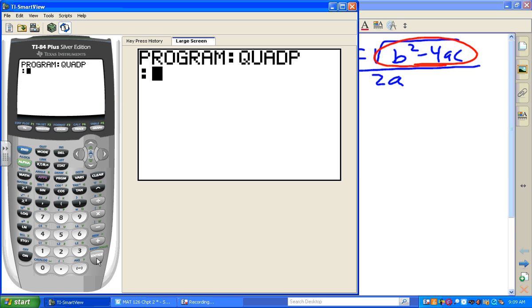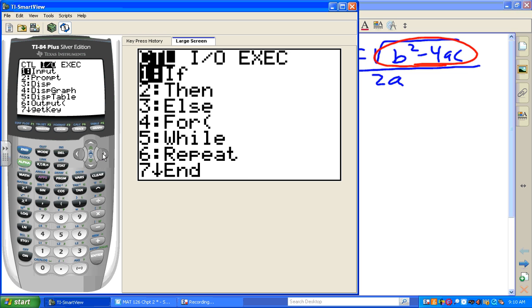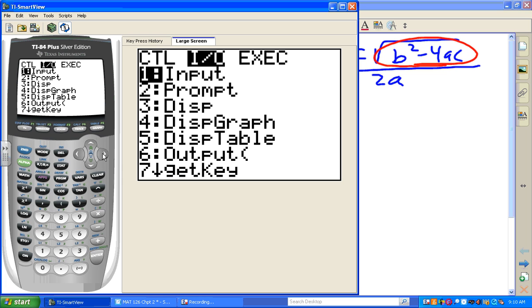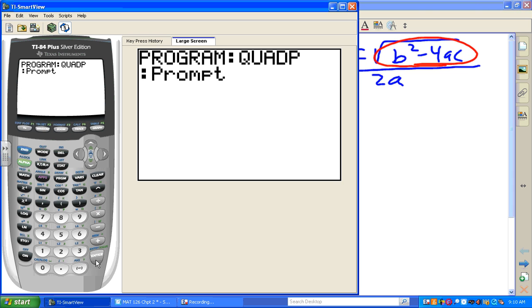So I'm going to go to Program again, hit PRGM. Then I'm going to go to I/O, which stands for Input Output. I hit Program, I hit I/O. Now I'm going to go to Prompt. That means when I run my program, the following letters will come up. Go to alpha A, comma, alpha B, comma, alpha C. I put Prompt.